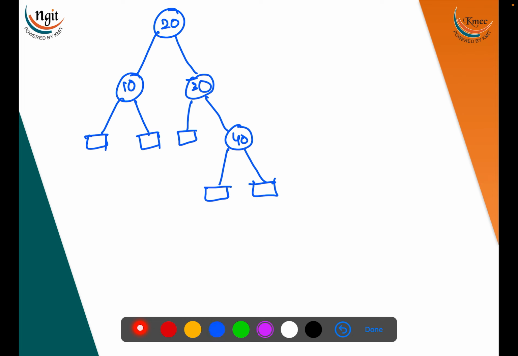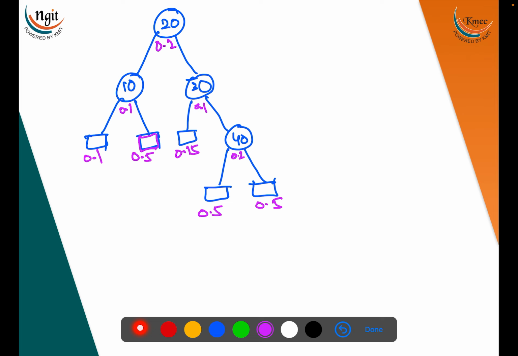Now indicate the probabilities also. In the previous slide I mentioned the probabilities, 0.1, and the dummy node also has a probability. Now this is what we are going to calculate: the cost of this total tree. The tree consists of square nodes and circle nodes. Put together, you'll get the cost of the tree.